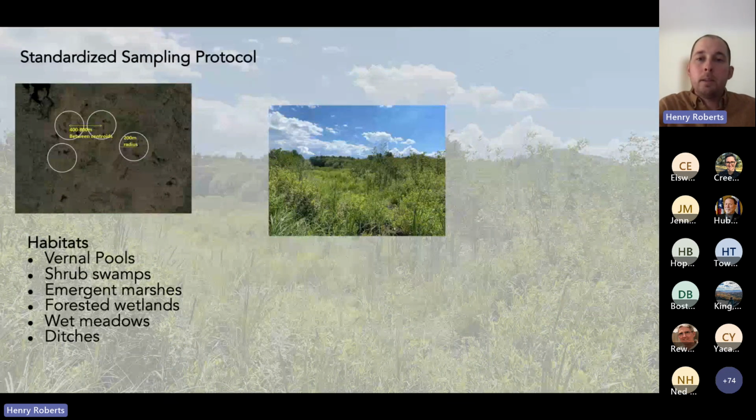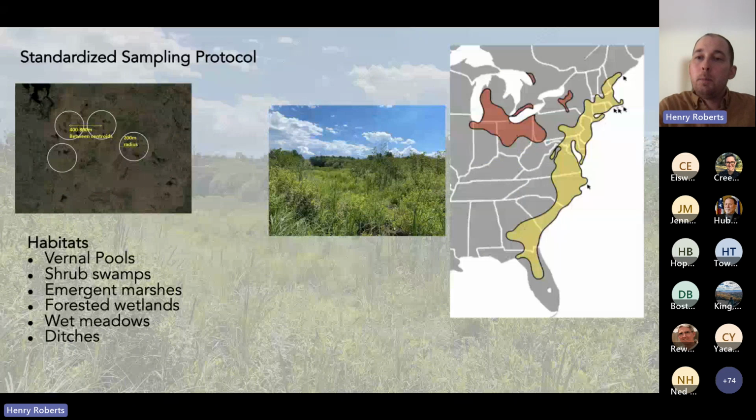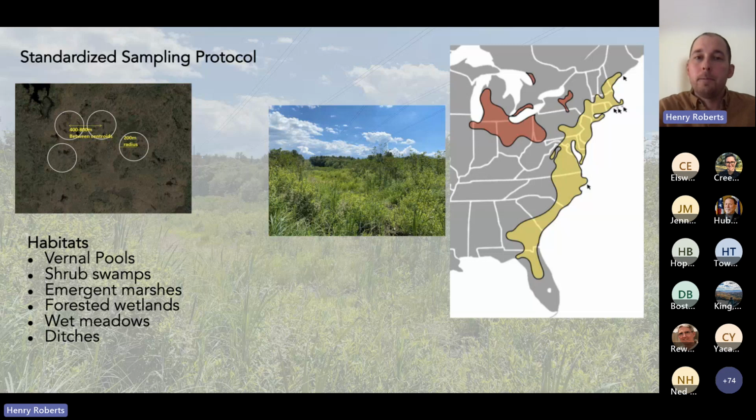So moving on to our methods, I'm going to go very quickly through this. We established a standardized sampling protocol with our regional working group and applied it to shallow wetlands across the eastern portion of the spotted turtle distribution in the Atlantic coastal plain from Maine to Florida.